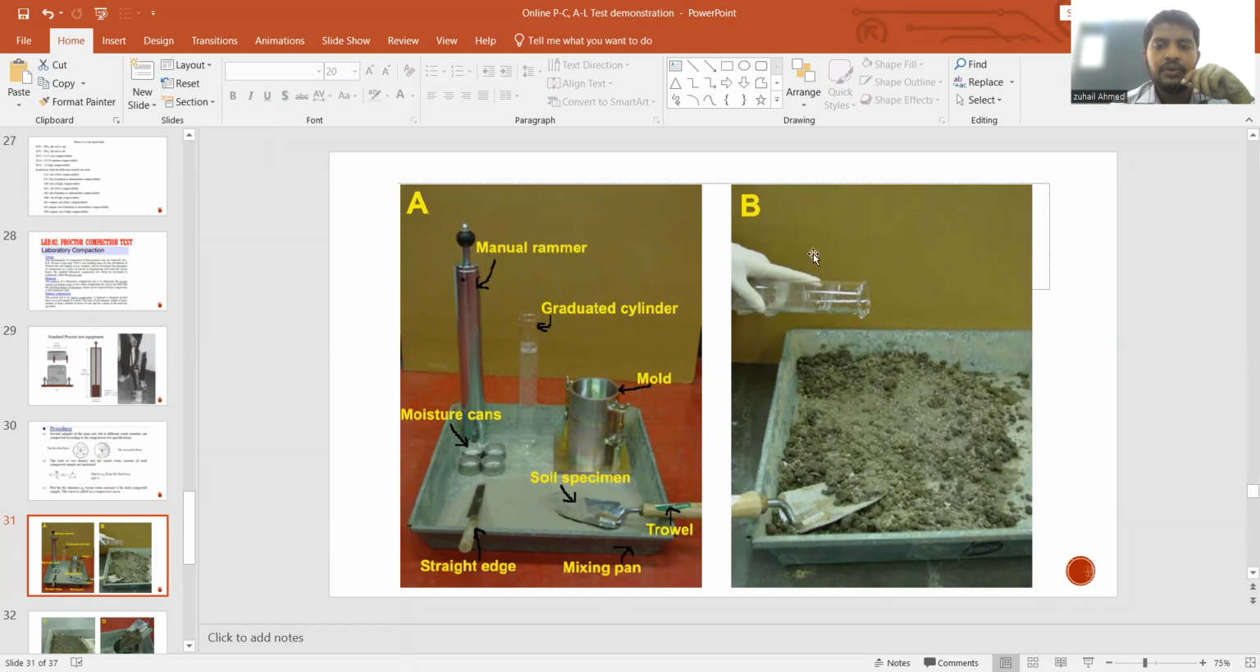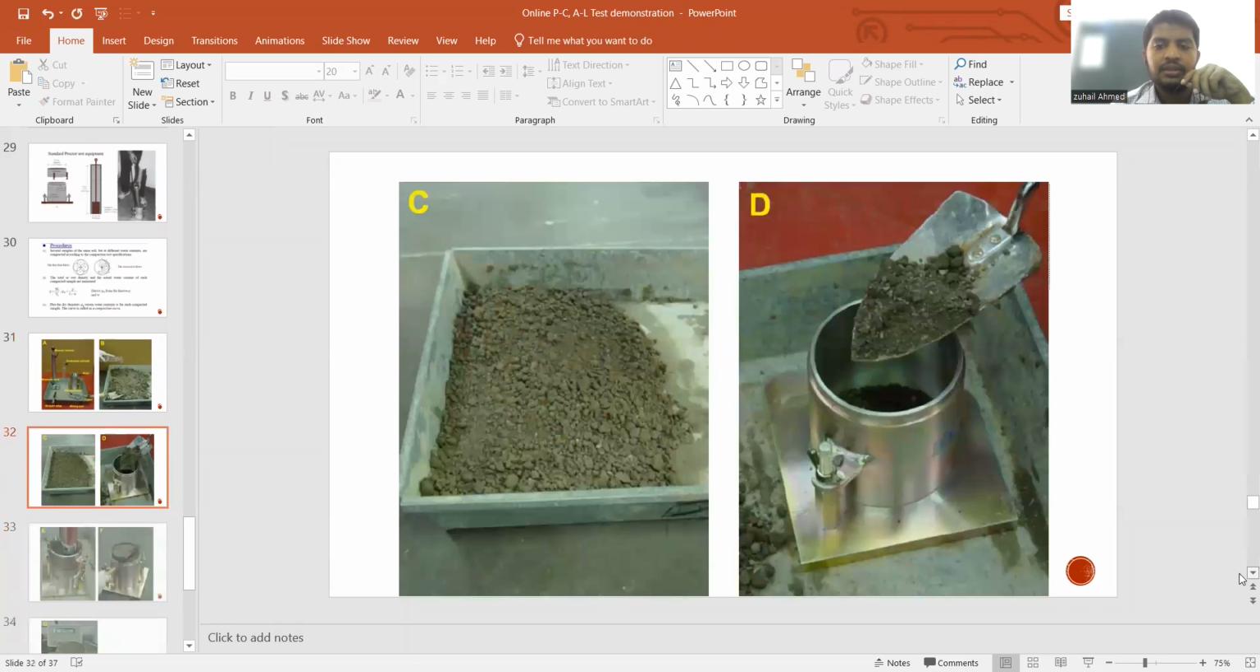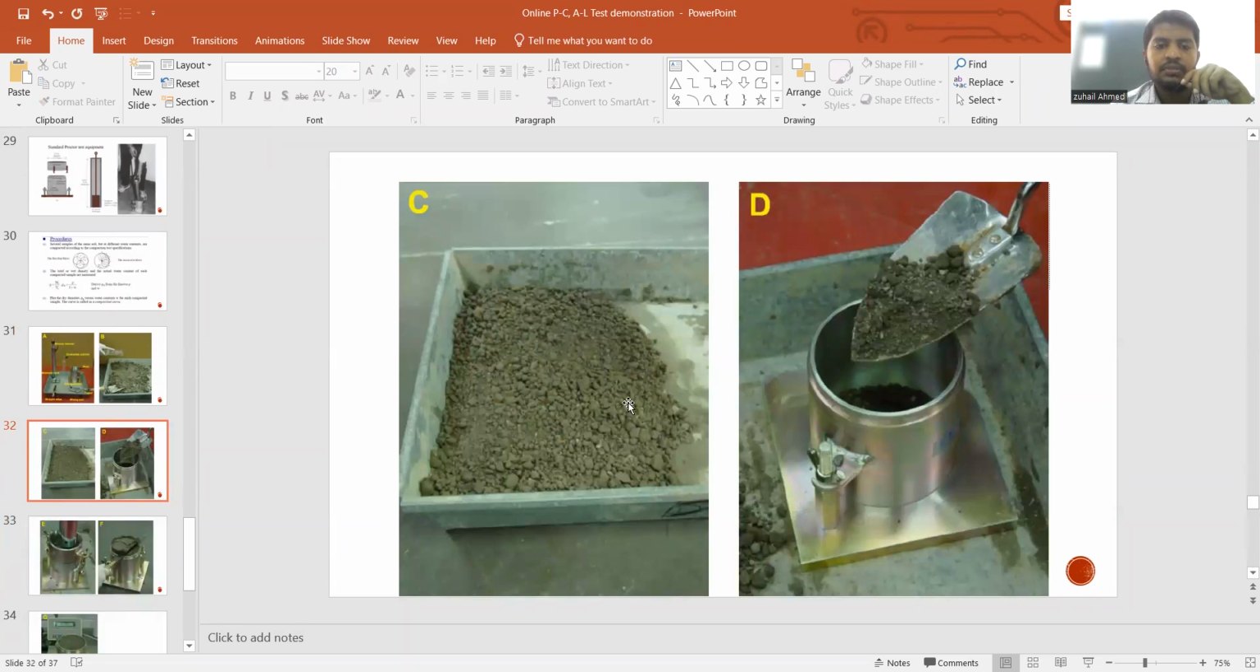First of all, you apply the water and mix thoroughly. After that, you fill this mold in 3 equal layers. For the first layer, you put in the sample and apply the loading with the rammer, like the previous arrangement.